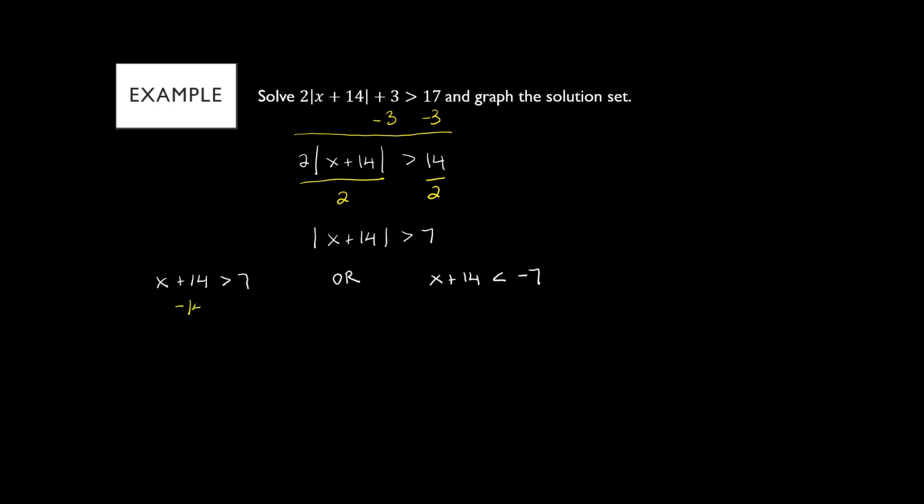So we're going to subtract 14 to solve, and we solve these identically. So I just always do them at the same time. We get x is greater than -7, or x is less than -21.